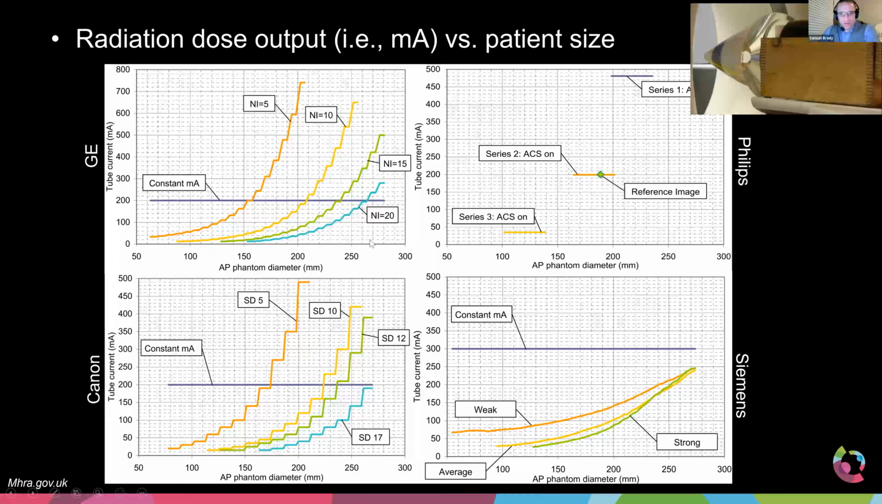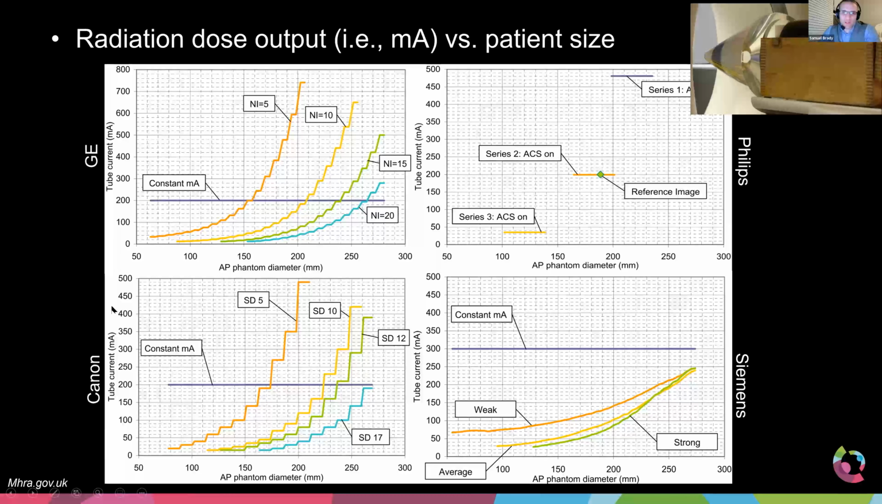So the thicker or the more attenuating patients are on the right side, the thinner on the left side. And then along the y-axis is machine output, tube current or radiation dose output. So if we dial in a constant MA, obviously, you get a constant plot right across horizontally. Now, you get these curves.